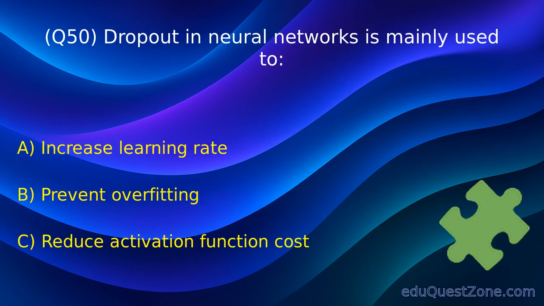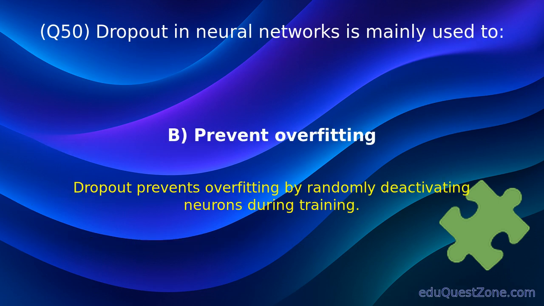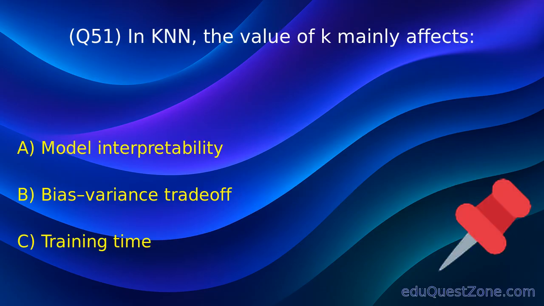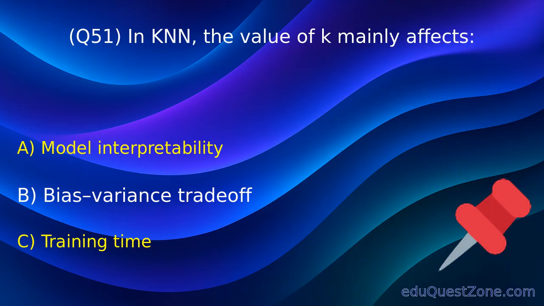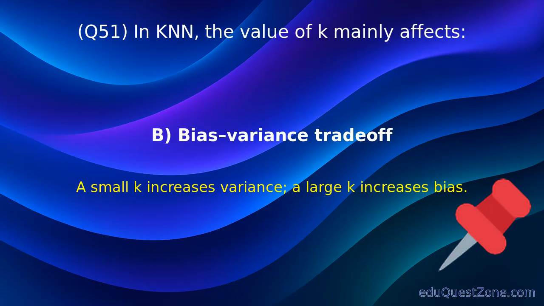Question 50. Dropout in neural networks is mainly used to. Option B. Prevent overfitting. Dropout prevents overfitting. Question 51. In KNN, the value of K mainly affects what? Option B. Bias variance trade-off. The value of K controls the bias variance trade-off.